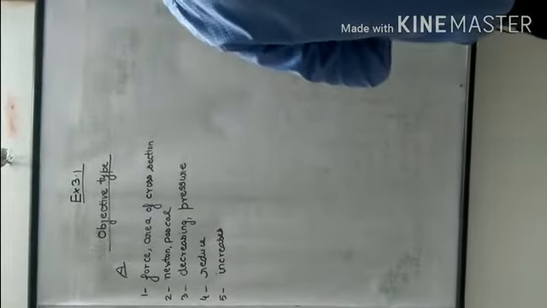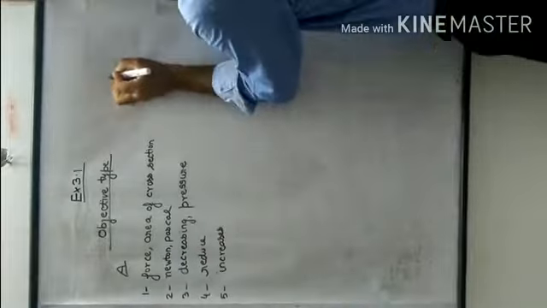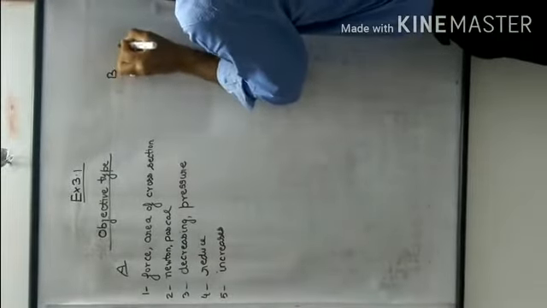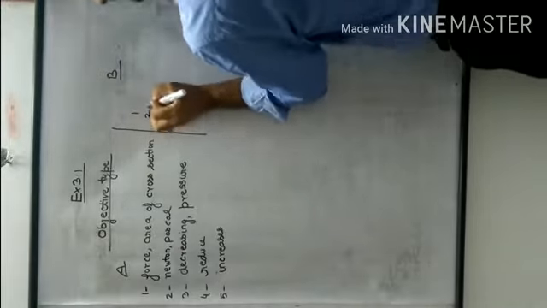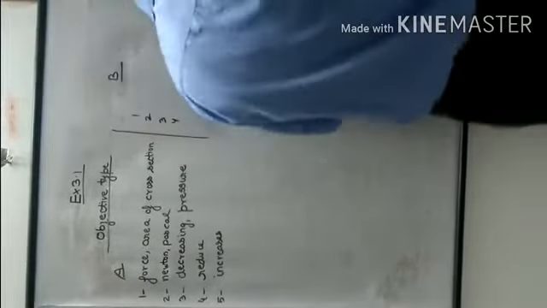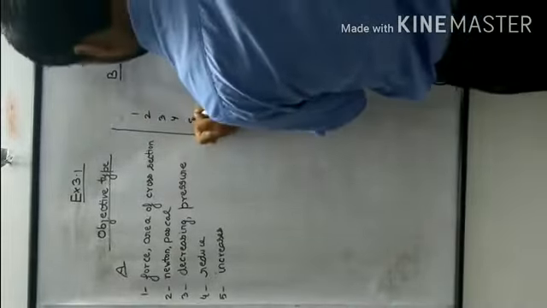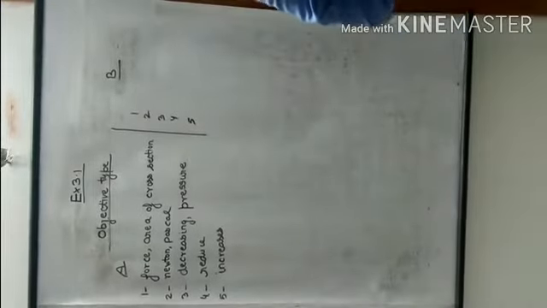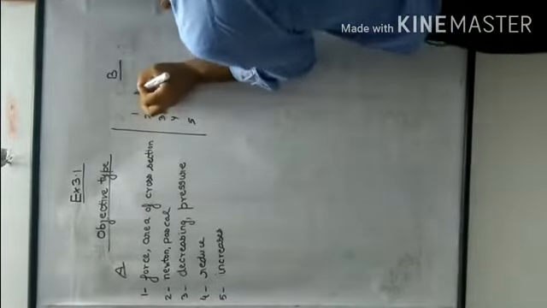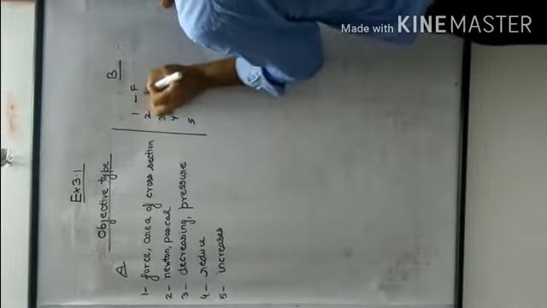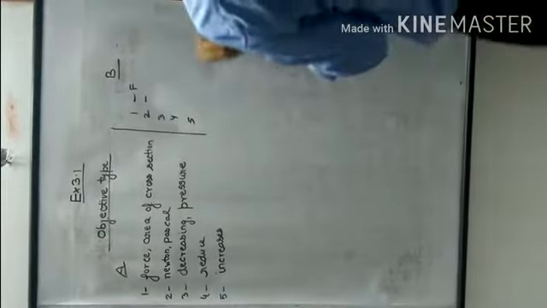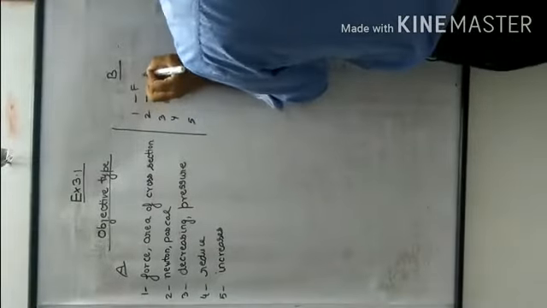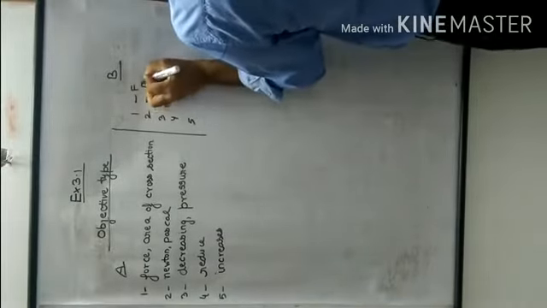Okay then, true and false, the B part. First, second, third, fourth and fifth. First part: thrust per unit volume is pressure. Not volume, it will be area, so it is false. Second part: pressure increases with increase in surface area. If area increases, pressure will decrease, so that also is false.